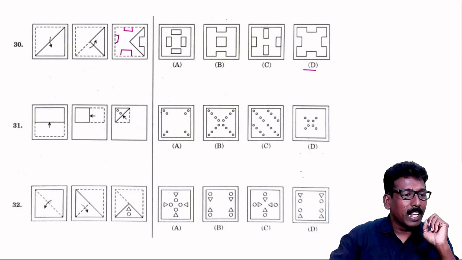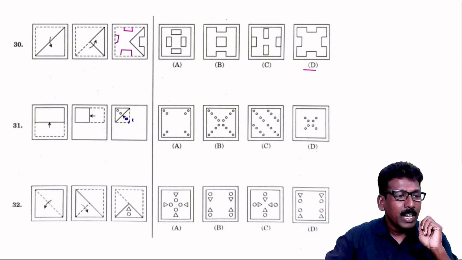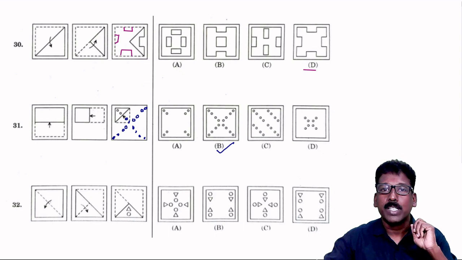Now look at the next question. Here two dots are there. Now while unfolding, two more dots you will get here. So here you will get two more dots, and now unfolding here you will get four. Now unfolding here to only here. So B will be the correct option.